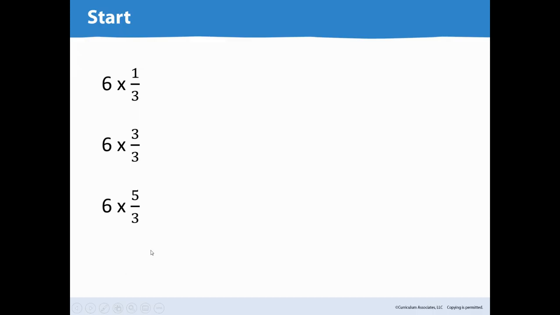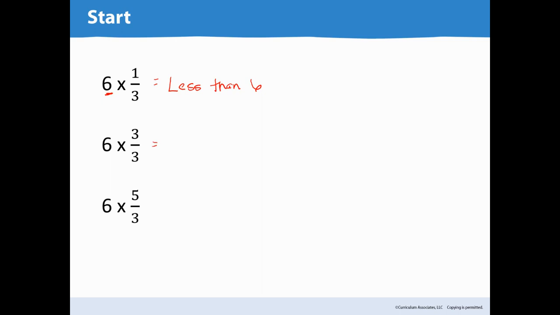Our start today, and this is just a quick review on yesterday. I want to make sure that we understand again these three basic concepts. If I multiply a number by less than one, by one, or by more than one, what is the difference? So 6 times 1/3. Now, is it going to be more or less than 6? That's the question I'm asking. Since I'm taking 6 and multiplying it by a third, which is less than 1, this answer is going to be less than 6.